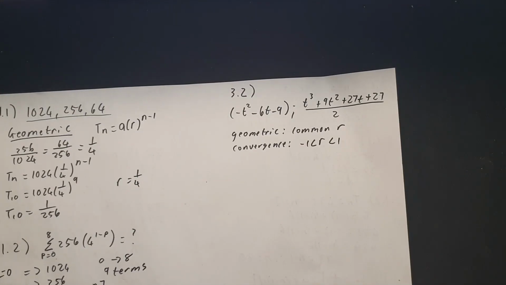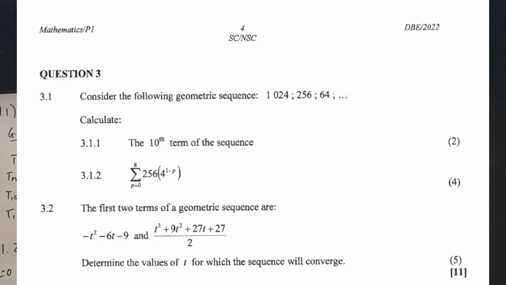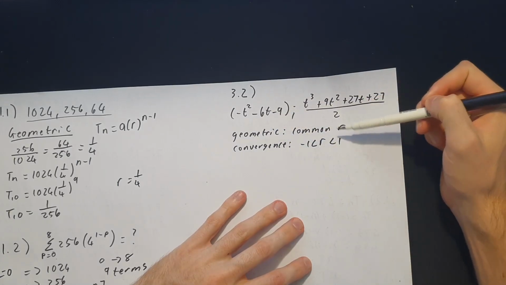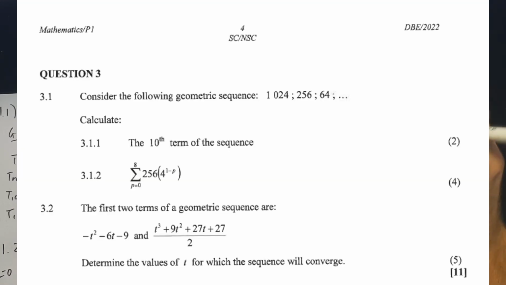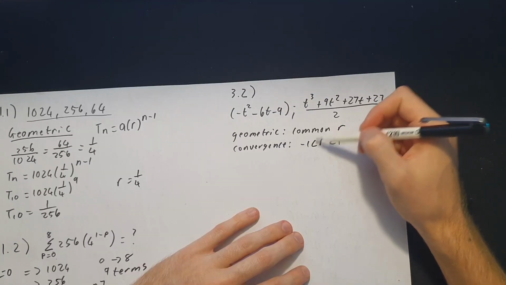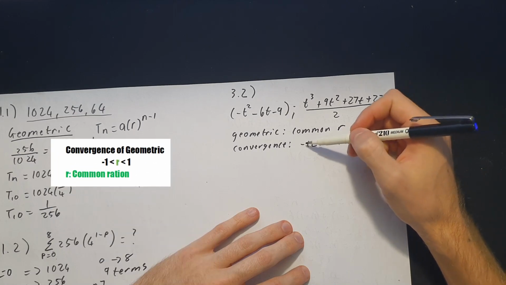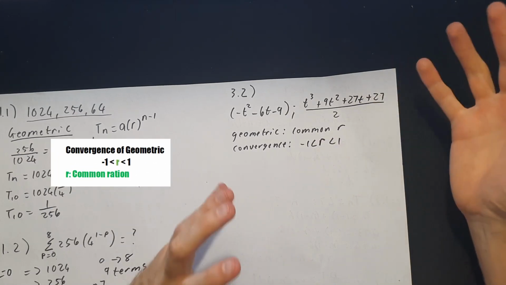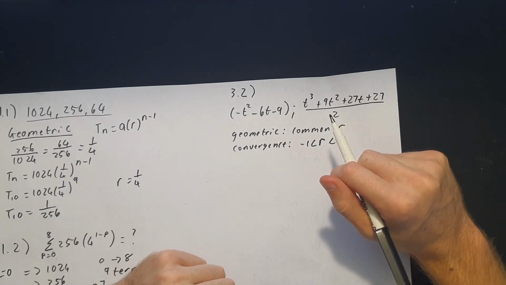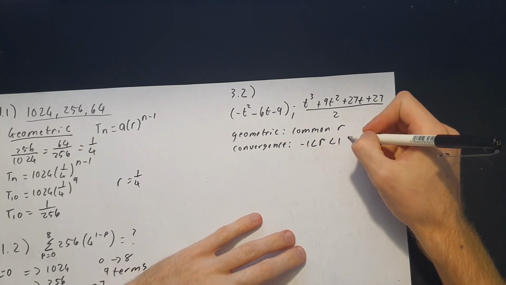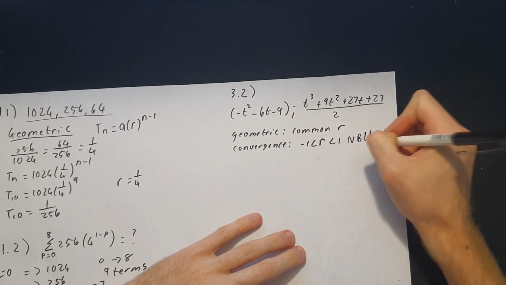Now 3.2 is worth 5 marks. It's quite an interesting question. It says the first 2 terms in a geometric sequence are given as these 2 terms here. So geometric means common ratio. Now it says for which value of r will the sequence converge. If we're looking at convergence, we need to find an r value between -1 and 1. So we're going to solve what this r value needs to be. This is an NB term for convergence.